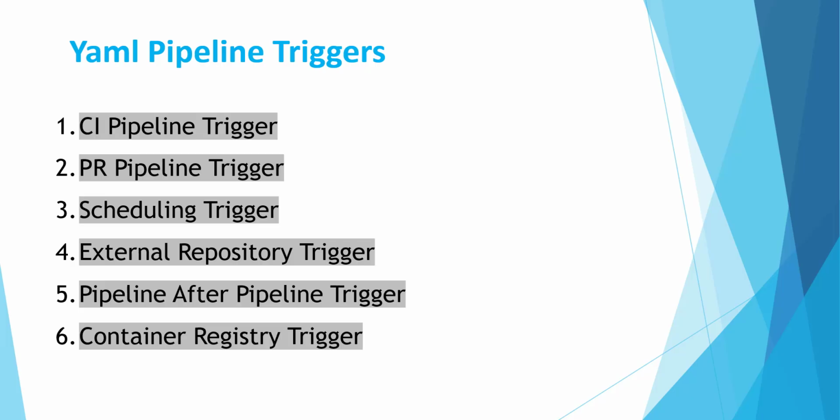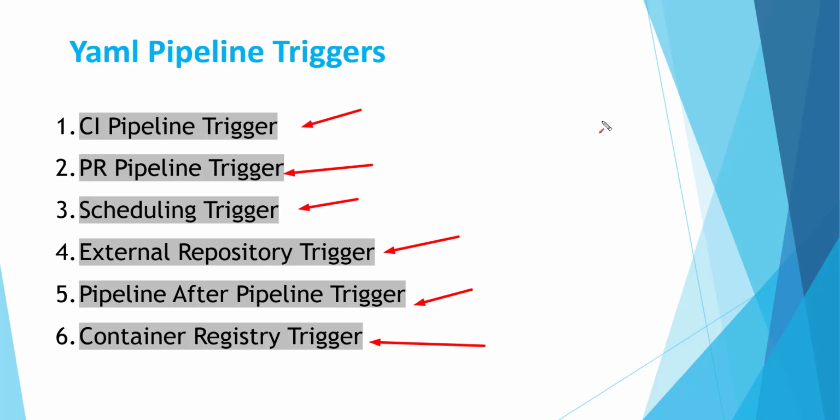In this lesson, we will explain the YAML pipeline trigger types. We'll explain 6 types, which are the CI pipeline trigger, the PR (pull request) pipeline trigger, the scheduling trigger, the external repository trigger, the pipeline-after-pipeline trigger, and the container registry trigger. We'll explain those 6 types in this lesson. So first, let's start with the CI, PR, and scheduling triggers.